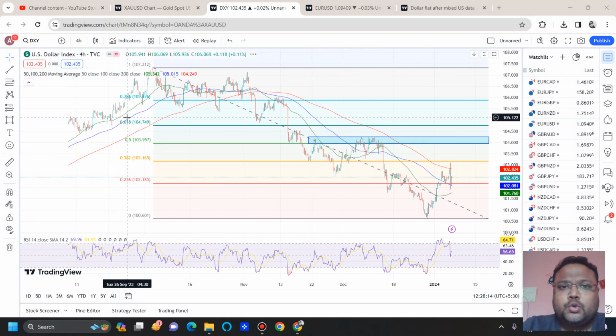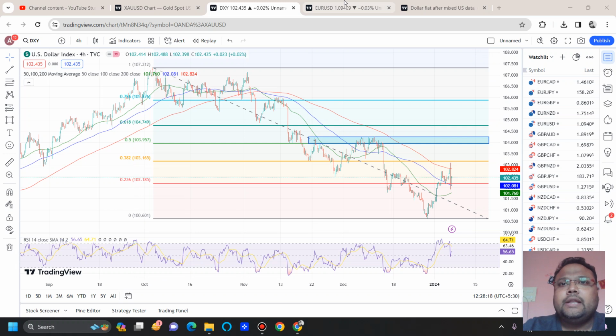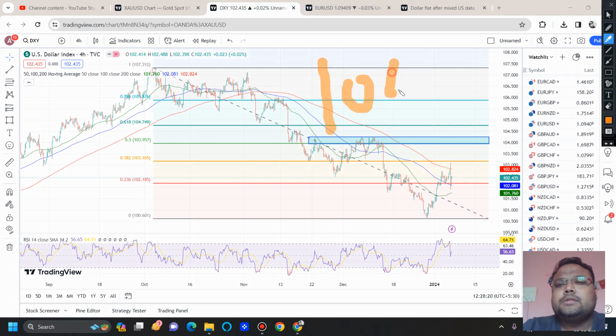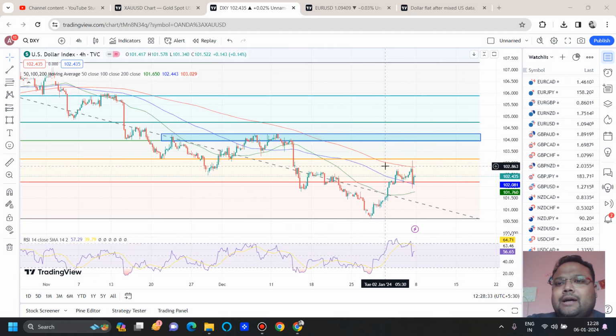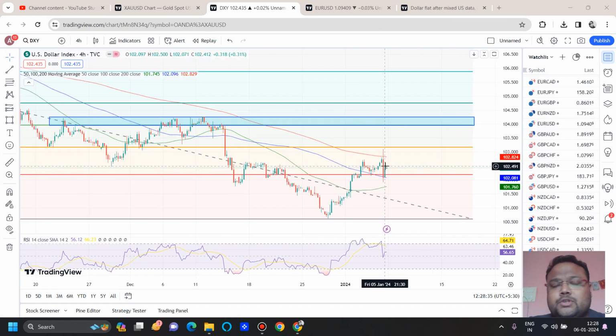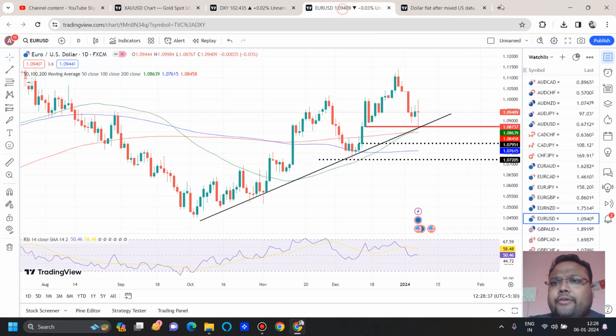But yes, to have a complete trend reversal or a directional change, we need DXY to trade above 104 or 104.50. DXY needs to break this level, then only can we consider that finally the trend has reversed. Till then this will just be a temporary upside on the chart of DXY. Let's see how the market reacts.